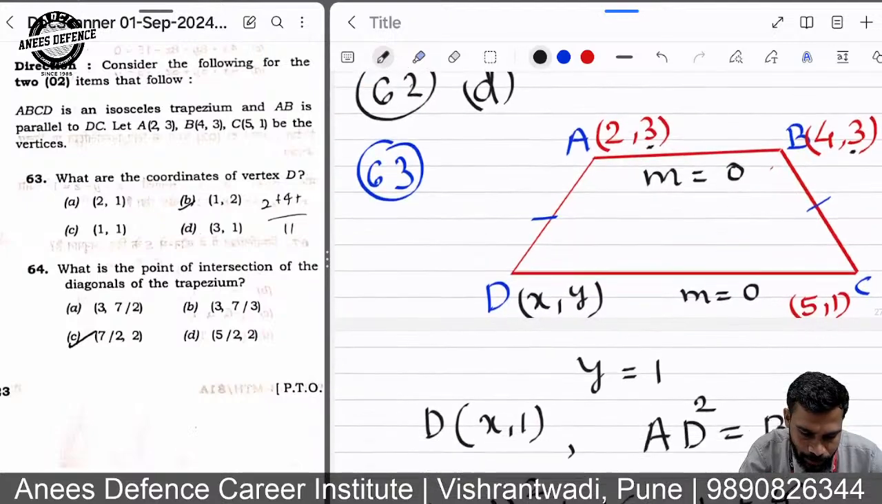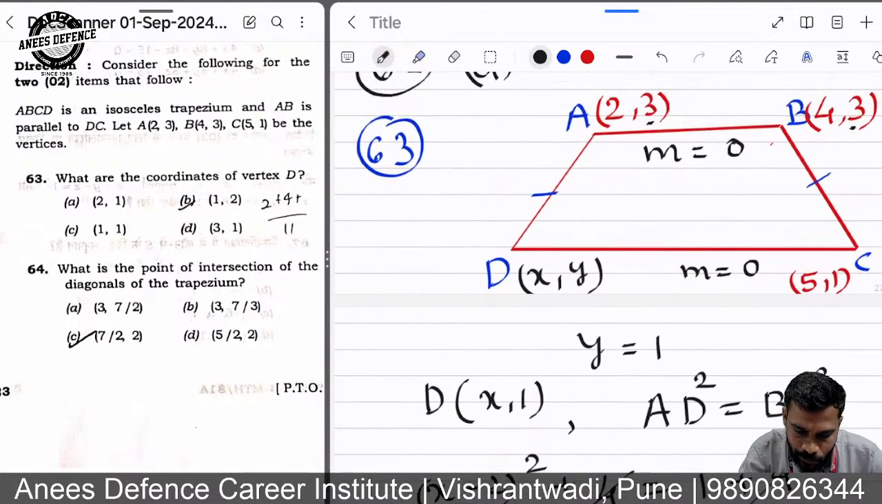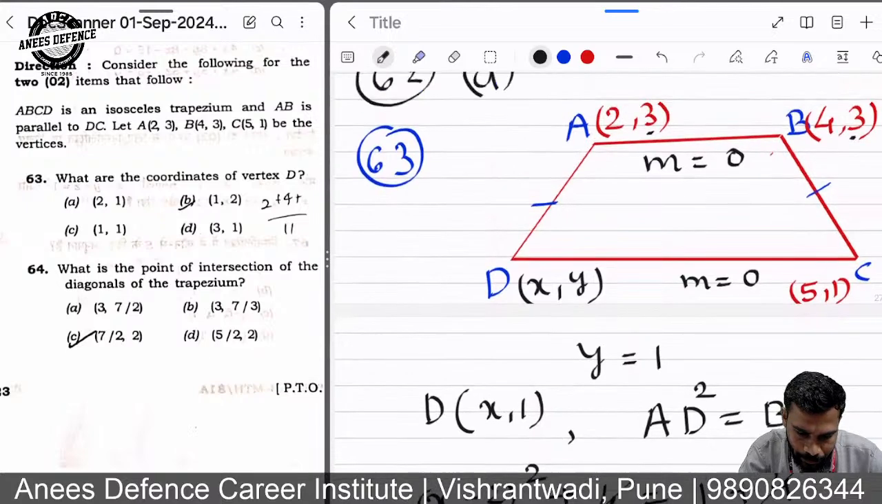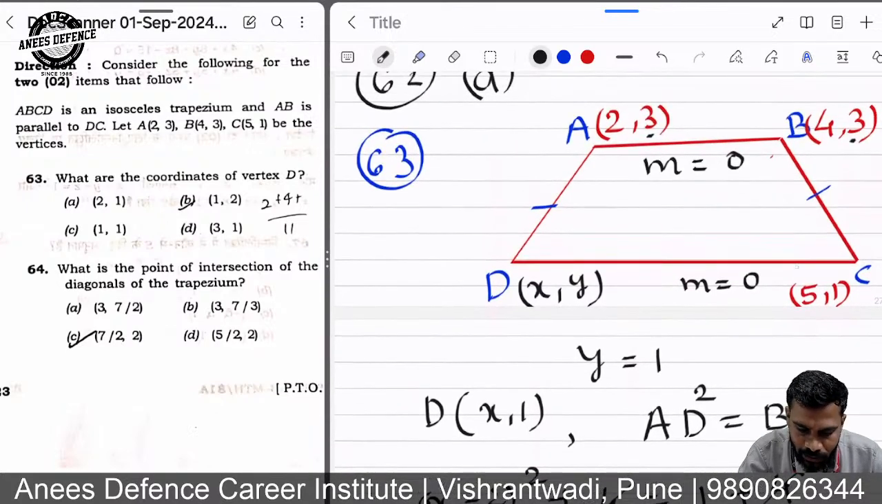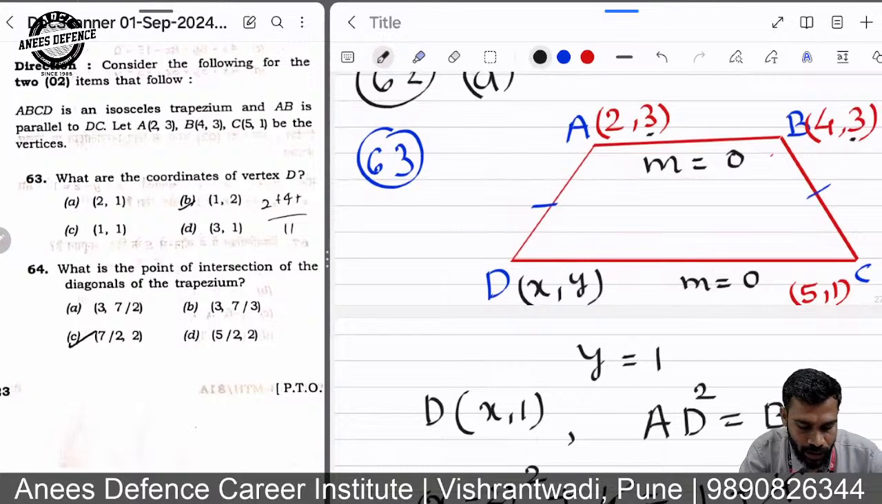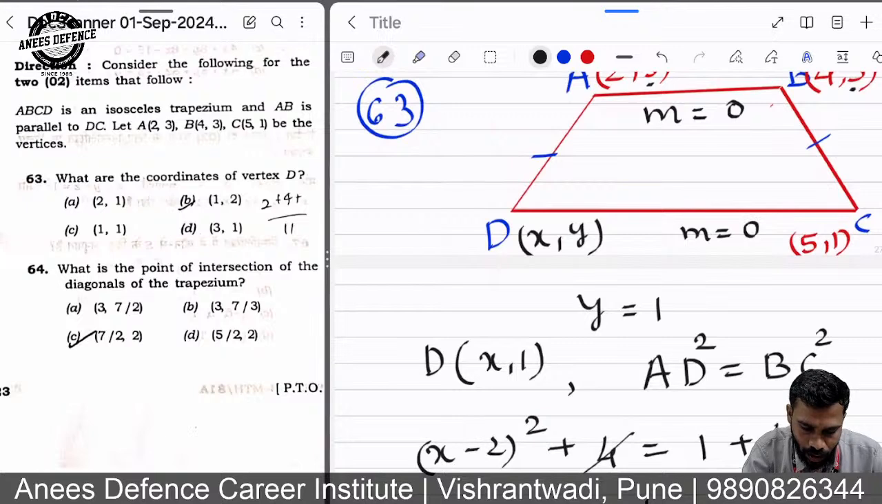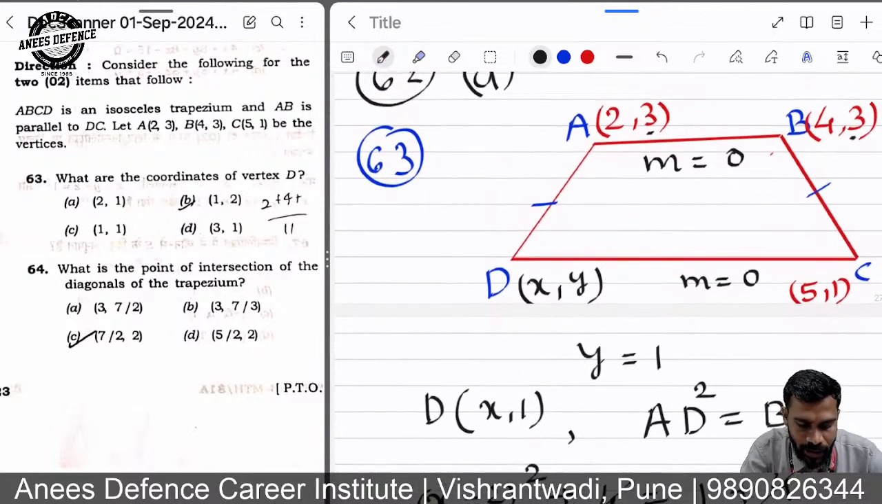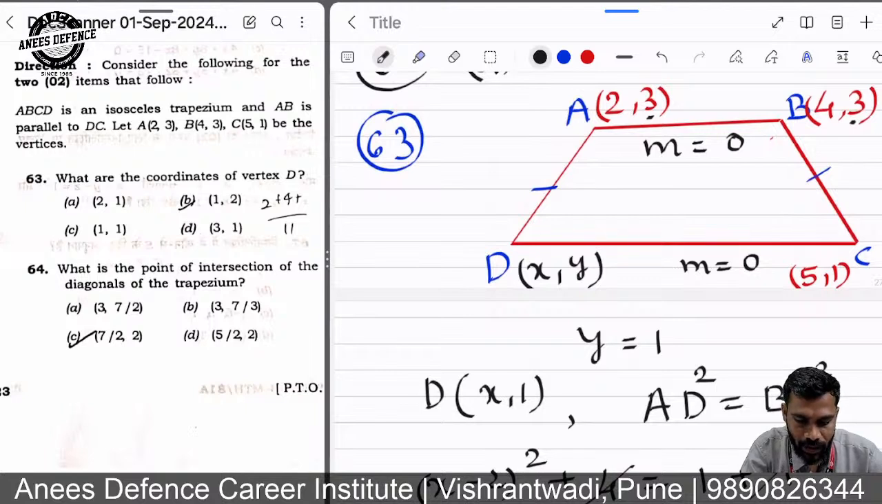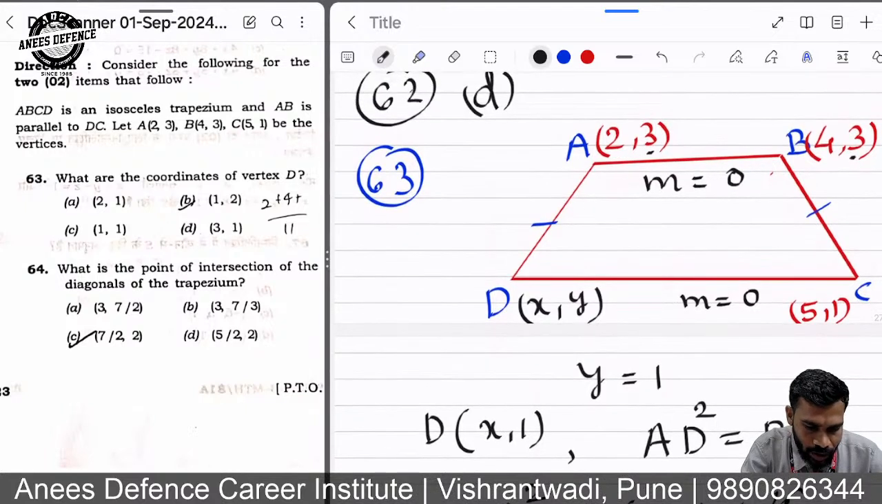Now we need to check y is equal to 1. Let me check one more time. See, we have got the equation of DC, y is equal to 1. The coordinates of D are (x, 1) we have got, right? Now we need to find the distance, right? AD must be equal to BC. And the coordinates of B are (3, 4) and C is (5, 1).